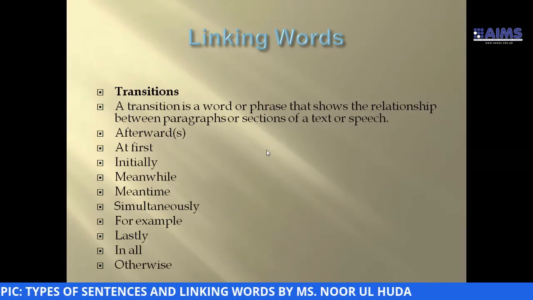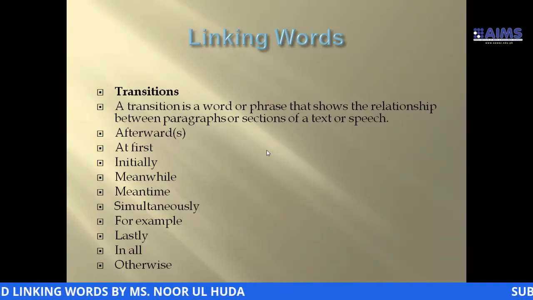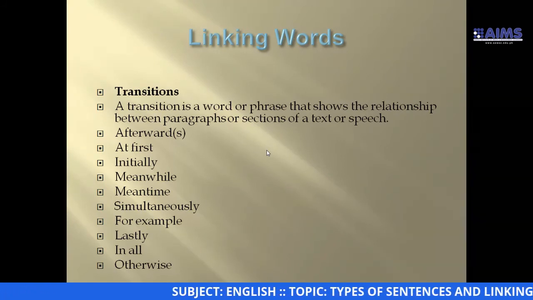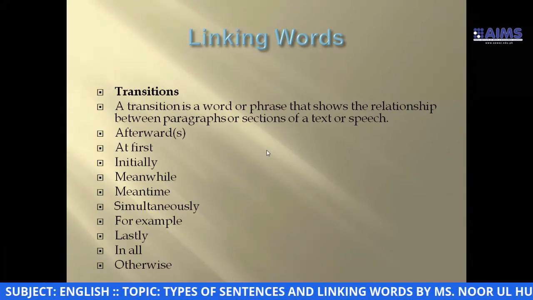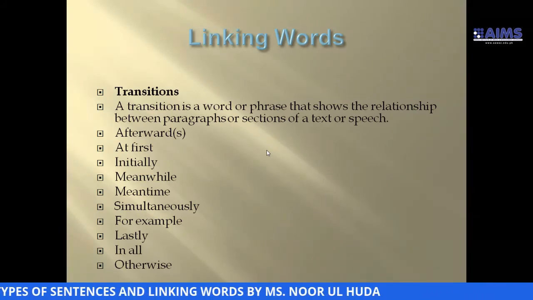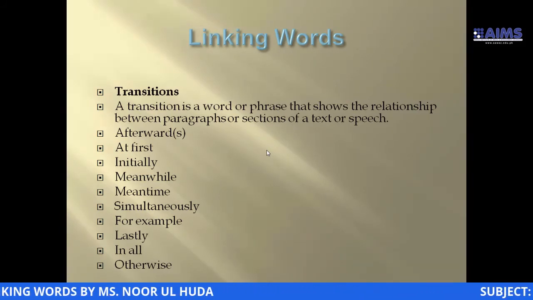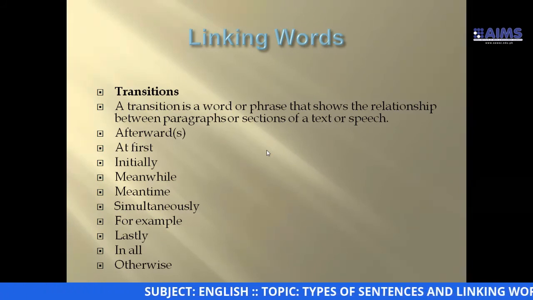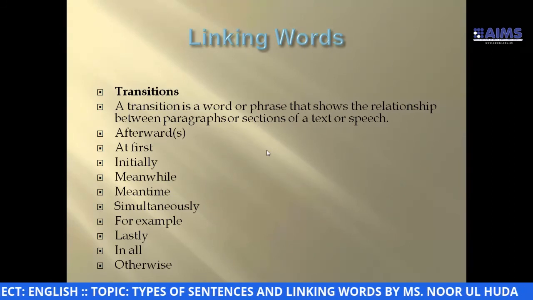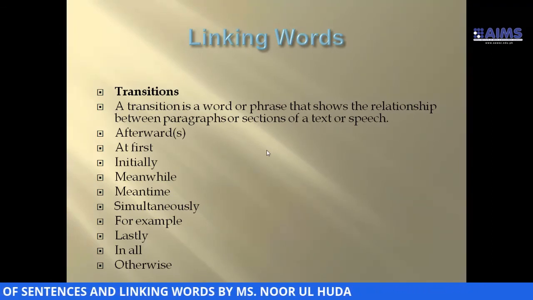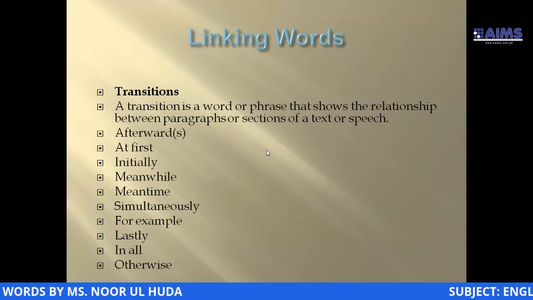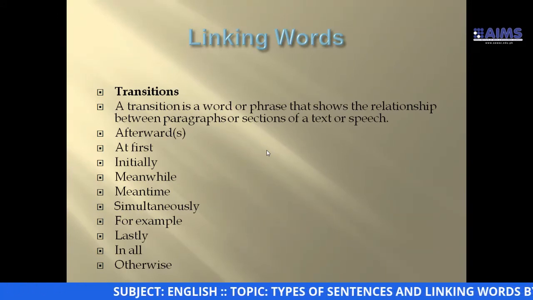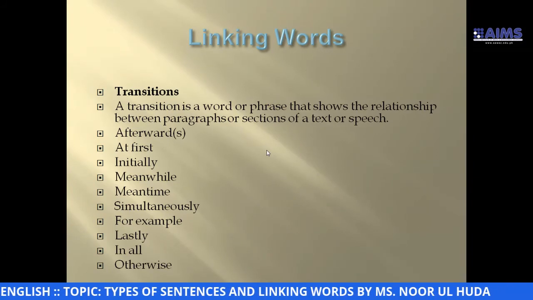There are three types of linking words we use in the text. One is the transition, which is used to transit from one idea to the other. For example: afterwards, at first, firstly, secondly, lastly. These are the transition words. Also: at first, initially, meanwhile, meantime, simultaneously, for example, lastly, and otherwise.